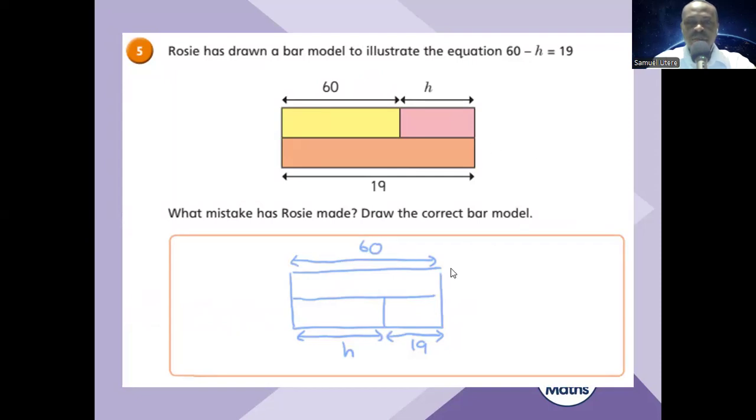60 slicing of h is equal to 19. So h and 19 should be in two separate bars next to each other, while 60 should be the big bar.